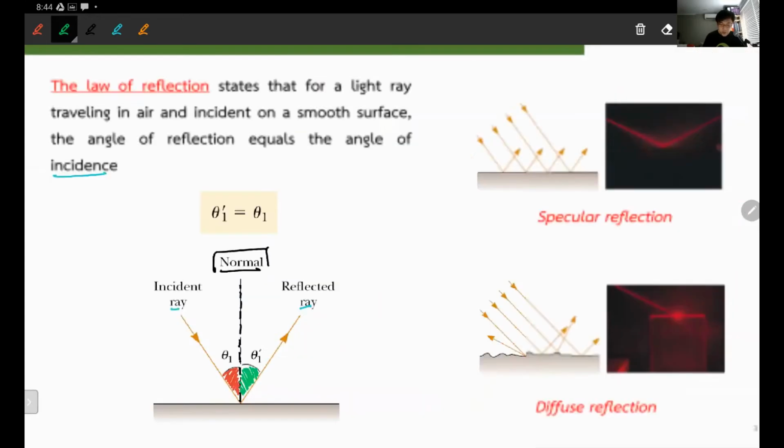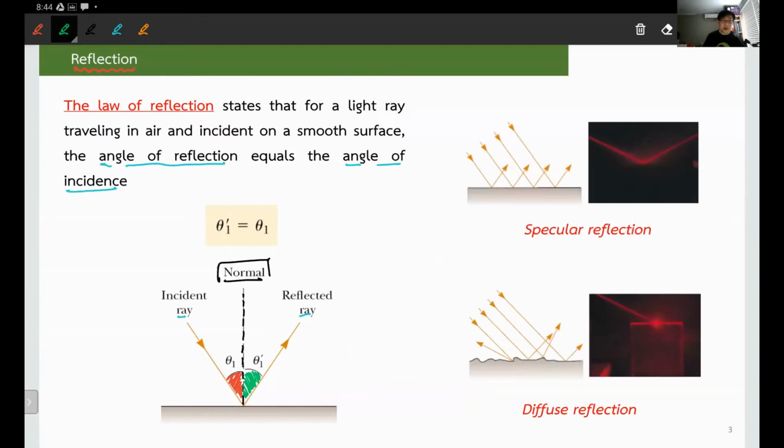And according to the law of reflection, the incoming angle, theta 1, and the outgoing angle, theta 1 prime, must be the same. That's it. That is the law of reflection.